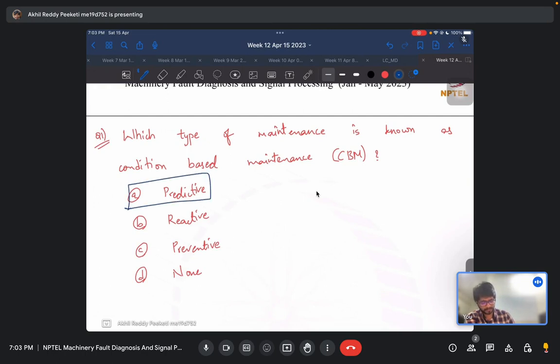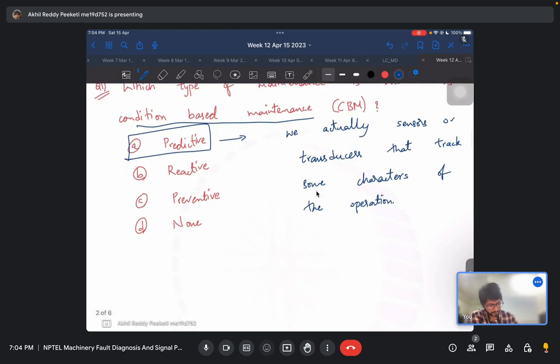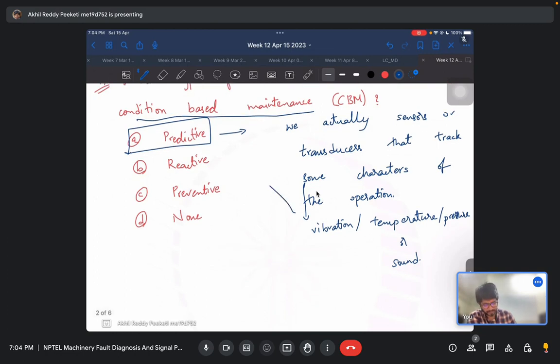The answer is predictive maintenance. In condition based maintenance we have sensors or transducers that track some characteristics of the operation, either vibration or temperature or pressure levels or sound, and if those characteristics match with some certain behavior then you do the maintenance. So that is why it is condition based maintenance or predictive maintenance.